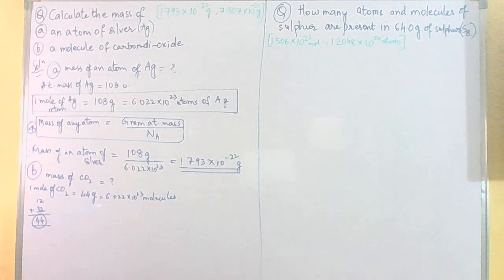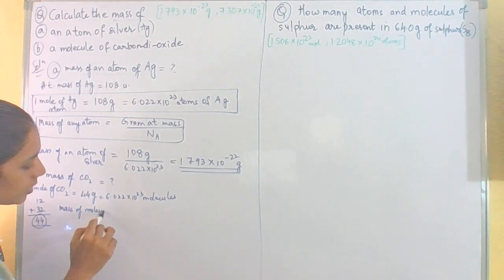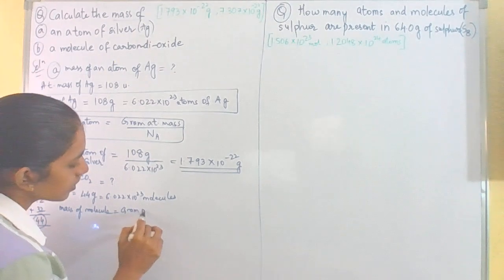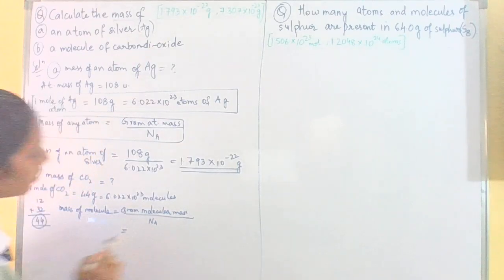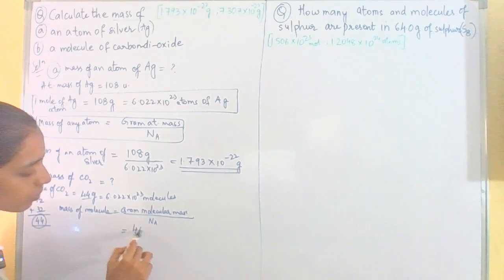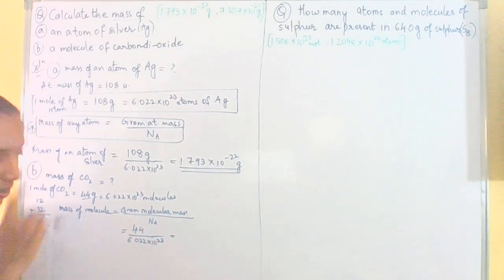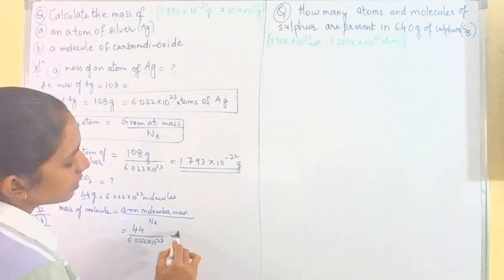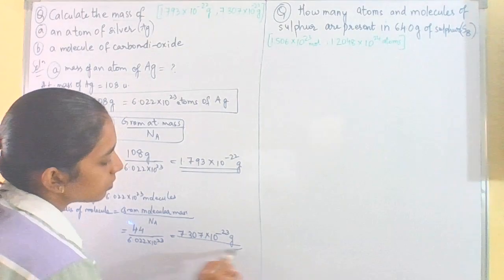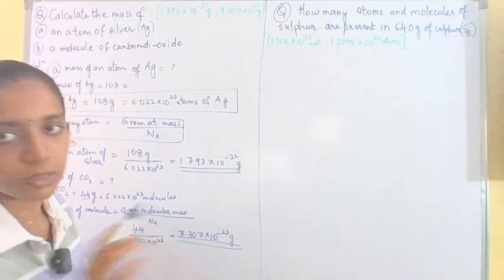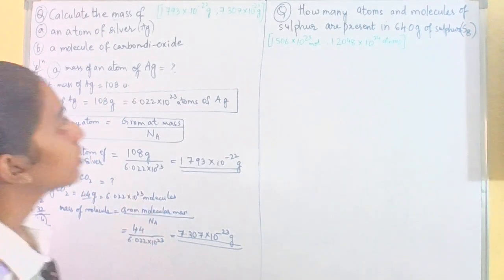Fine. Now they are asking us the mass of CO2. The mass of a molecule of any substance is equal to the gram molecular mass by Avogadro's number, which is equal to 44, the gram molecular mass of carbon dioxide, by 6.022 into 10 to the power 23, that is the Avogadro's number. The answer will be 7.307 into 10 to the power minus 23 grams. You have to do the calculation. I'll just show you how to do the problem. You have to solve and write the correct answer. Okay, this is the first question.